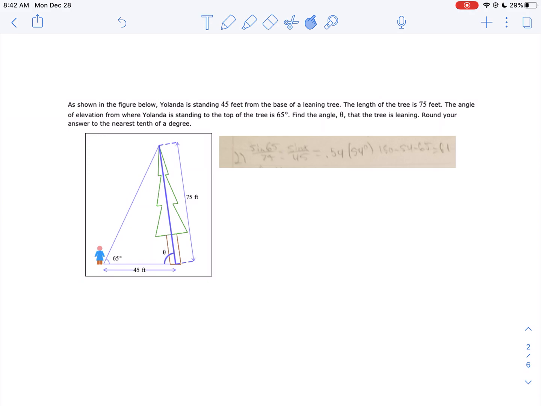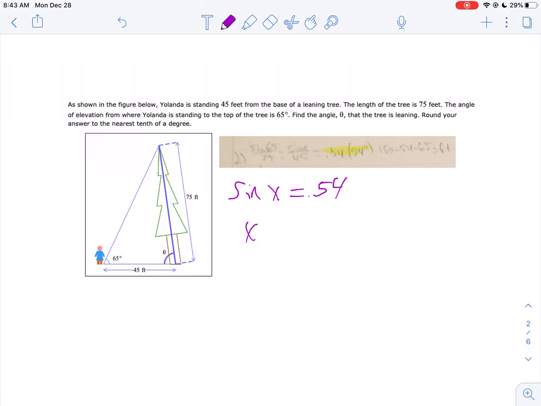Now, if we take a look at this problem, we want to find theta. And it looks like you set this up right. You use the law of sines, the sine of 65 over 75 equals the sine of x over 45. The only thing I have a problem with is 0.54 is not 54 degrees. The sine of x is 0.54.